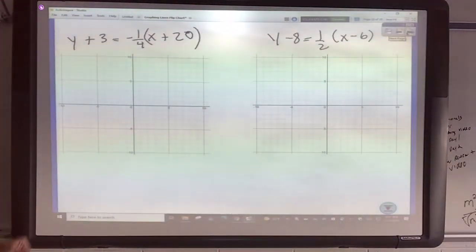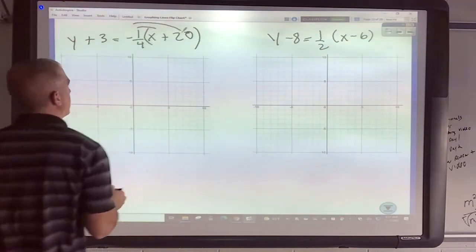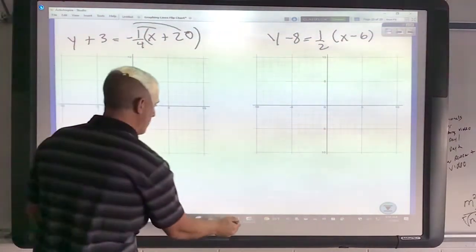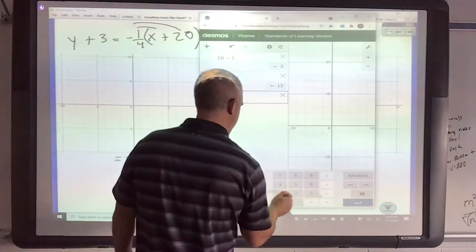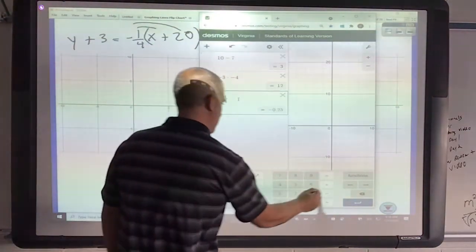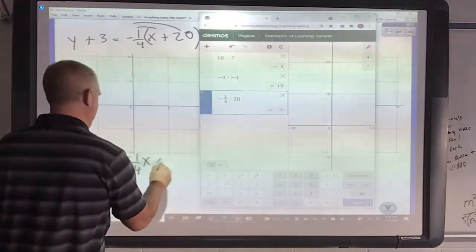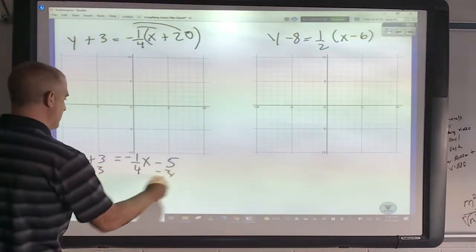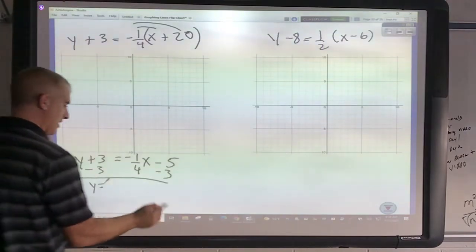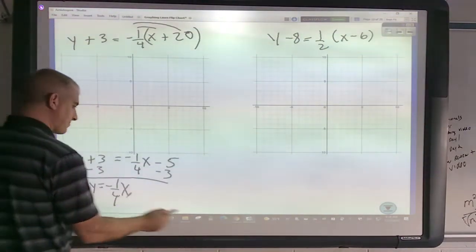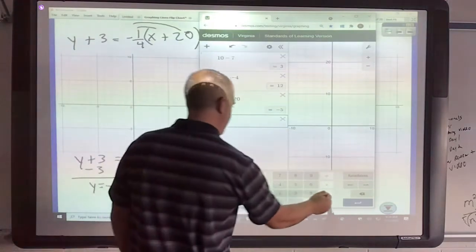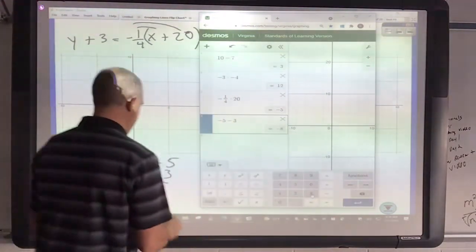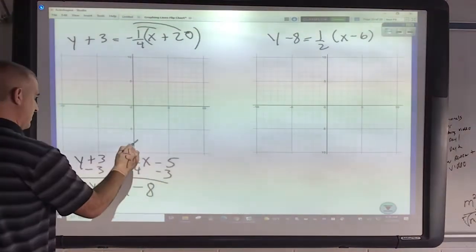Got a couple more of these. Okay, -1/4 times x will be -1/4 x. -1/4 times 20 is -5. I got y plus 3. I would subtract 3. Okay, -1/4 x, -5 minus 3 is -8. Okay, so that's the y-intercept there.